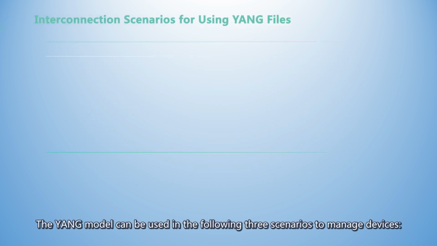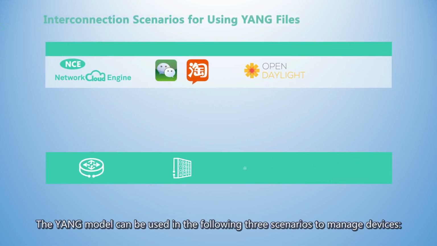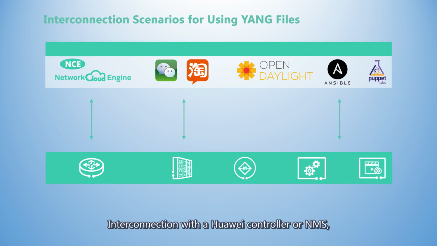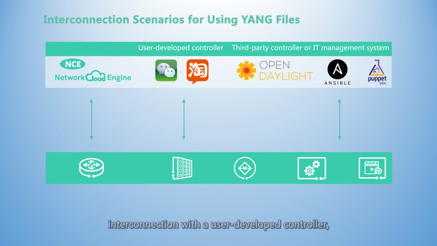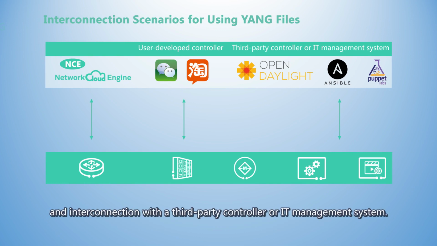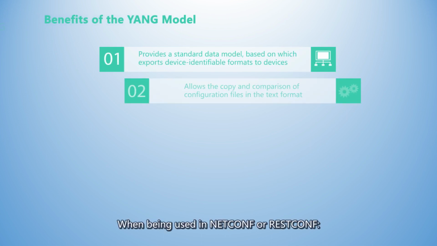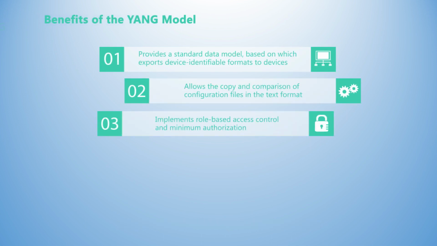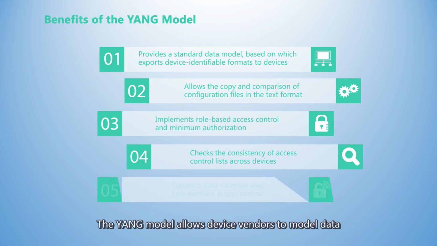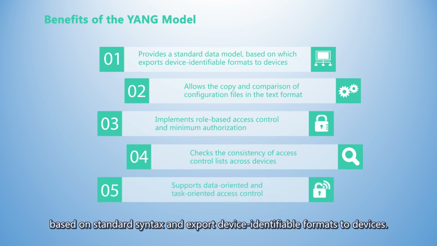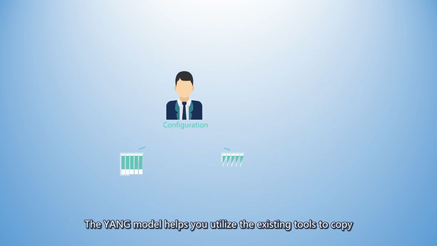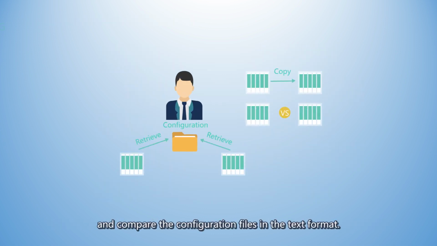The YANG model can be used in the following 3 scenarios to manage devices. Interconnection with a Huawei controller or NMS, interconnection with the user-developed controller, and interconnection with a third-party controller or IT management system. The YANG model brings several benefits when being used in NETCONF or RESTCONF. The YANG model allows device vendors to model data based on standard syntax and export device identifier formats to devices. The YANG model helps you utilize the existing tools to copy and compare the configuration files in the text format.